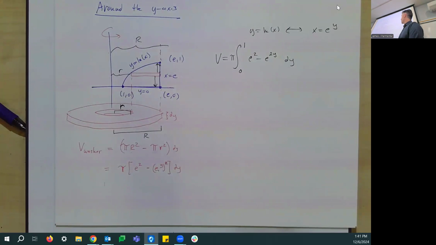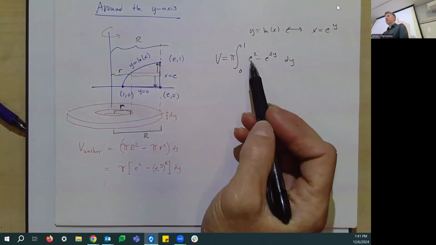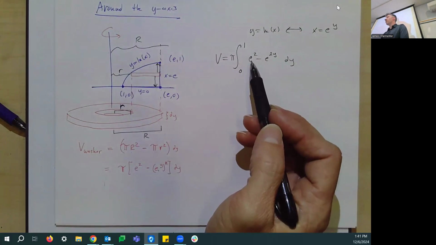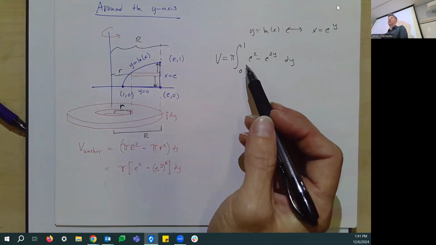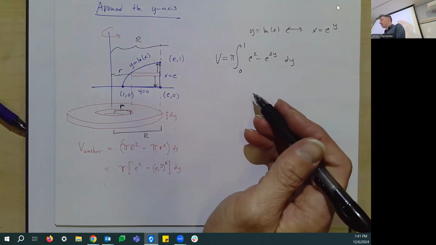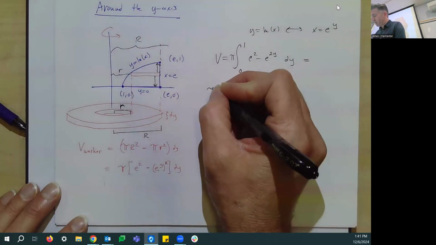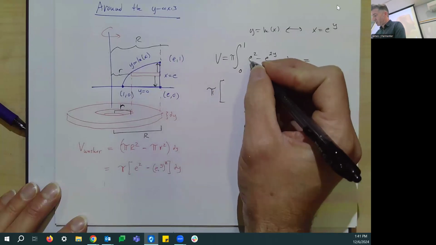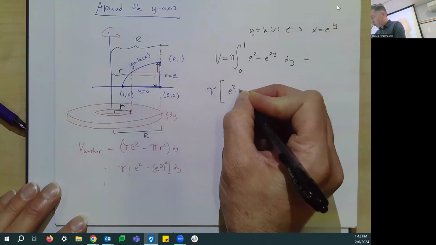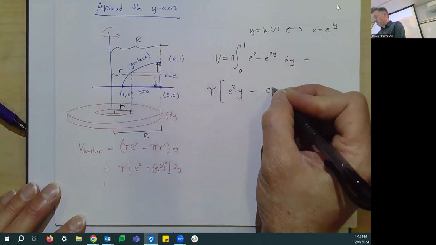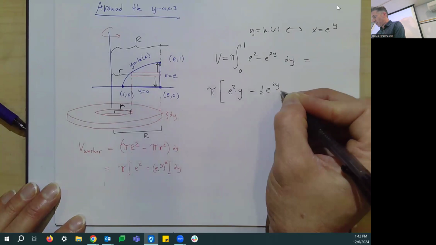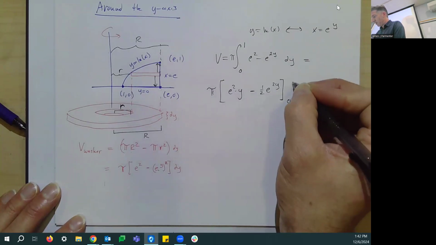All right, here's where we have to be a little bit careful, not because it's hard, but because it's easy to make a mistake. The antiderivative of e squared isn't just e squared, right? Because that's a constant. And the antiderivative of a constant is the constant times your variable. So in this case, we're going to get pi times the antiderivative of e squared, which is e squared times y. And then the antiderivative of e to the 2y is e to the 2y divided by 2, or multiplied by 1/2, from 0 to 1.